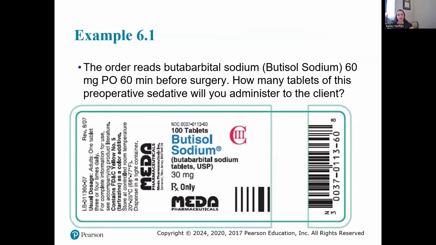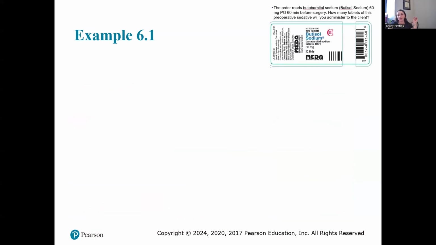All right. So I circled this because this is how I read it. My order reads phenobarbital 60 milligrams PO 60 minutes before surgery. How many tablets are you going to administer? So this is our bottle. Our bottle has 30 milligram tablets. You could probably do this in your head. That's okay if you can't.